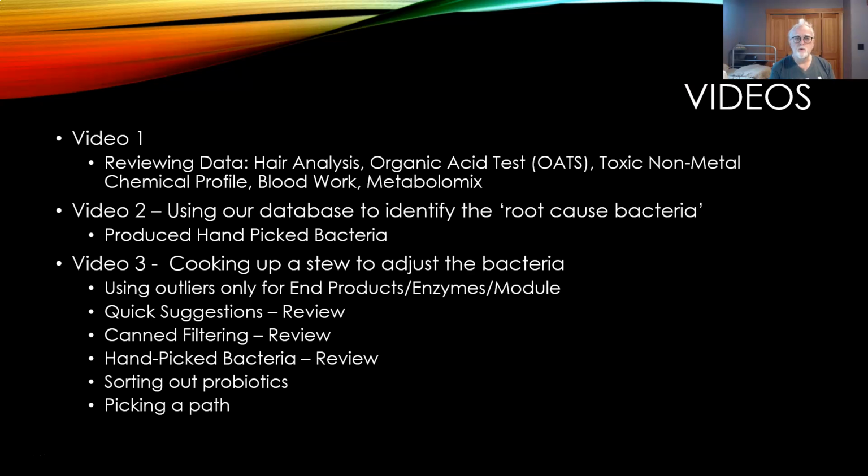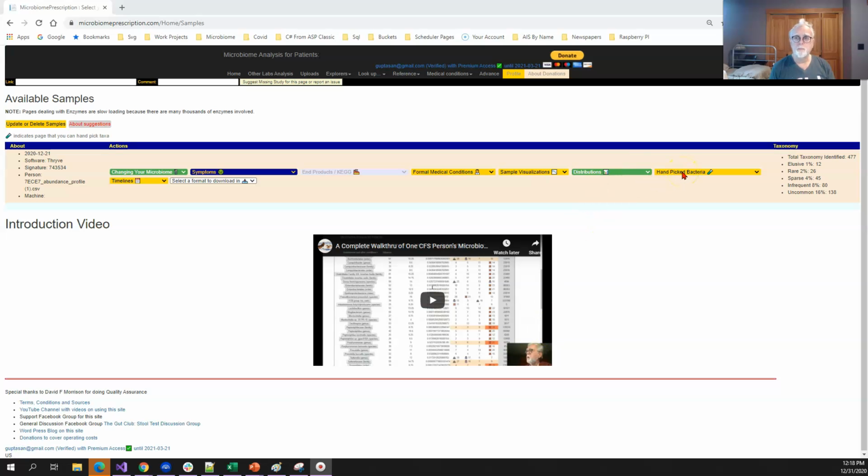In video 2, we used our database to try to identify root cause bacteria for the abnormal results from those other labs. That is, labs reported this. Can we find an explanation with the microbiome, the gut bacteria, causing that? And we produced a list of hand-picked bacteria from there. If you have a sample and you log in, hand-picked bacteria shows up there if you have any.